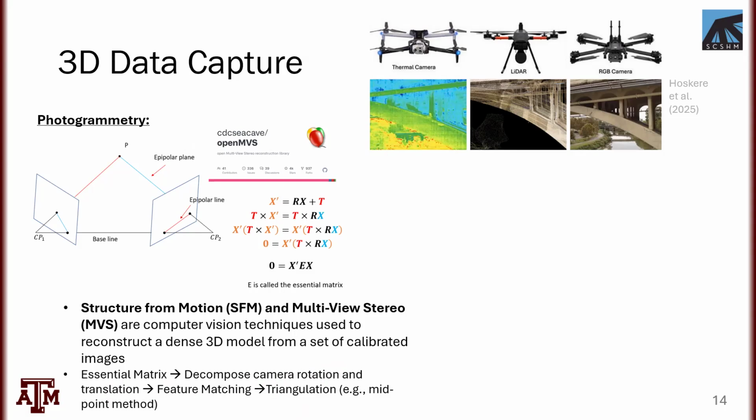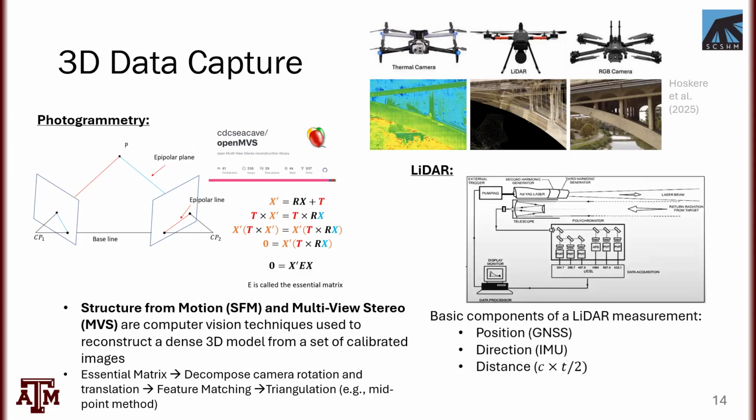And the end product of a photogrammetry algorithm, such as structure from motion or multi-view stereo, are point clouds. Point clouds are essentially the end product of a three-dimensional data capture. We can also perform this using LiDAR. LiDAR is just shooting laser impulses at really high frequencies.